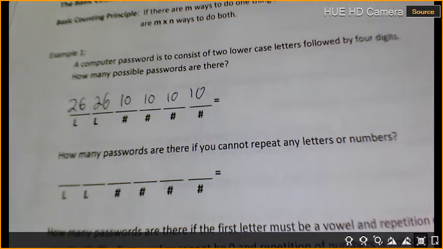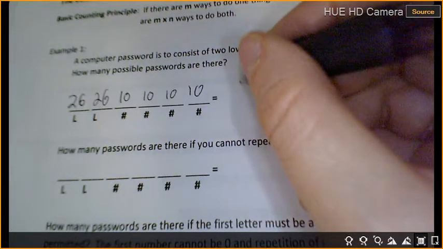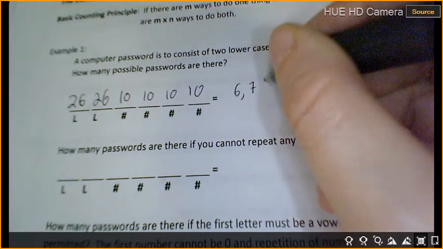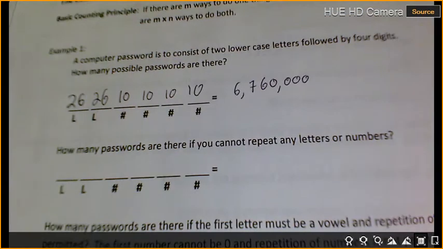So on the other page, we had 3 letters and 4 numbers. And here we have 2 letters and 4 numbers. So it's going to be a little bit less. I get 6,760,000. Which is why passwords like this are hard to crack, right? Because you have so many possibilities. You can't just guess them. That's just too much.